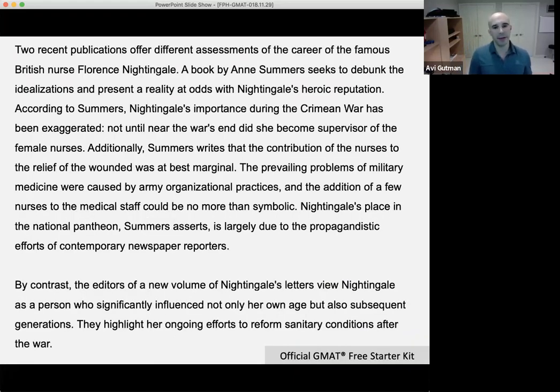So this is the passage. We'll start with the first sentence, so it ends right here. Please put your fingers on your keyboards, and when you're ready, type what you think is the subject and the verb in this sentence.